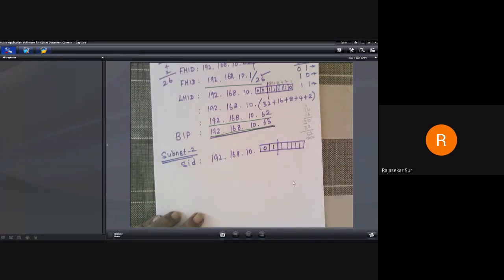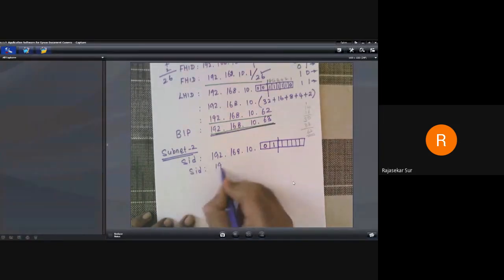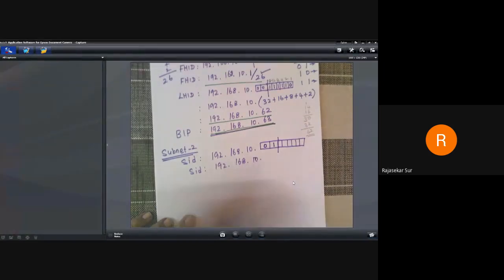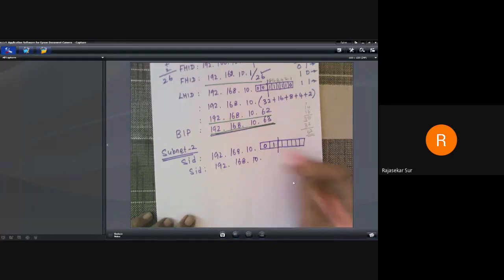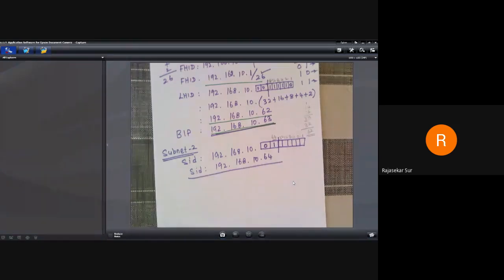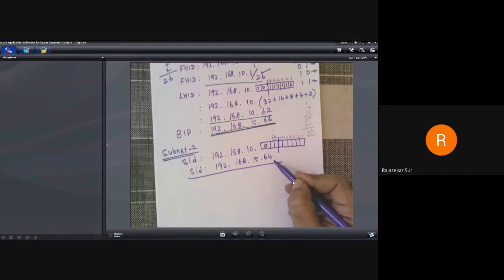Okay, you have 6 bits after that. So now what does your subnet ID mean? 192.168.10. Okay, you can see the place value. What is the place value? This is 1, 2, 4, 8, 16, 32, 64. 64 is the place value. So 64 is the next subnet ID. Nothing more, you see, up to 63 you have taken. 64 is going to be the next subnet ID.